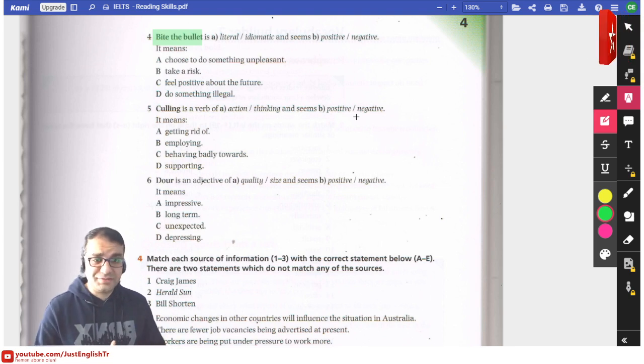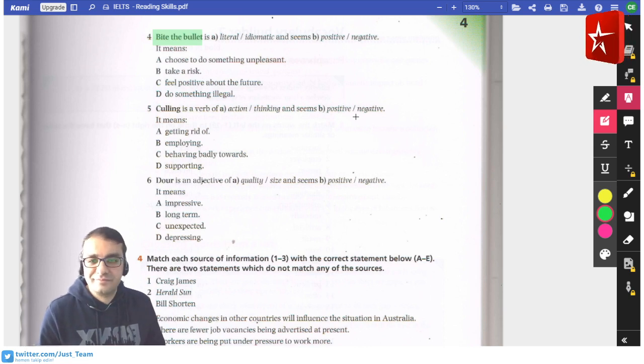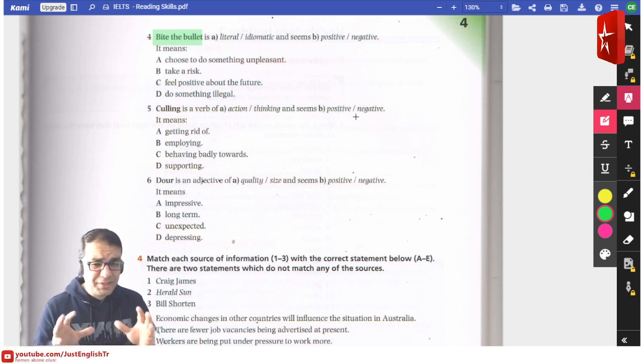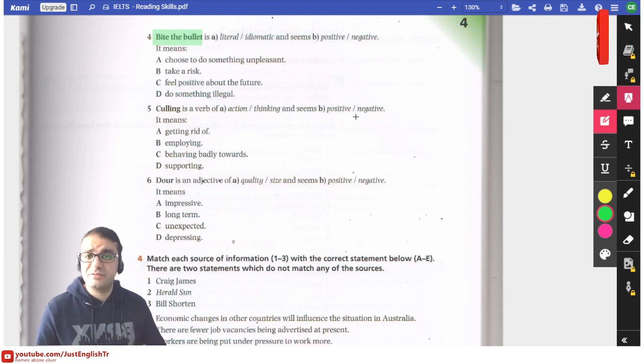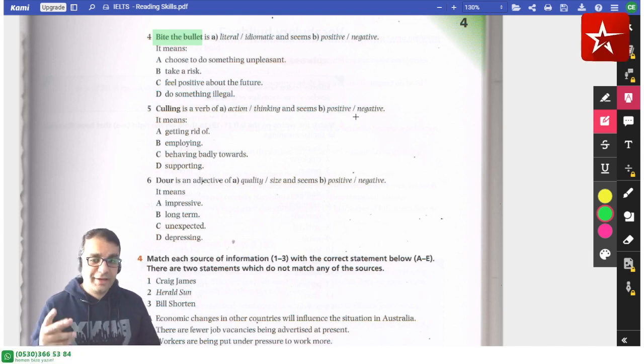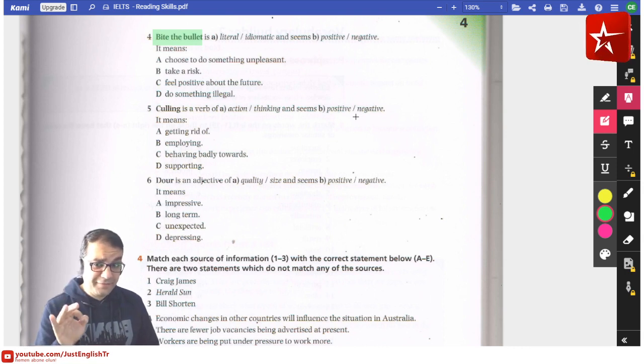Which one is the answer? A or B or C or D, which one? Now, all of them are a bit similar in meaning. Choose to do something unpleasant, take a risk, feel positive about the future, that's awkward, and do something illegal. So, which one is the most accurate word? Okay, remember, it's an idiom, and it's negative, so we get the meaning here.